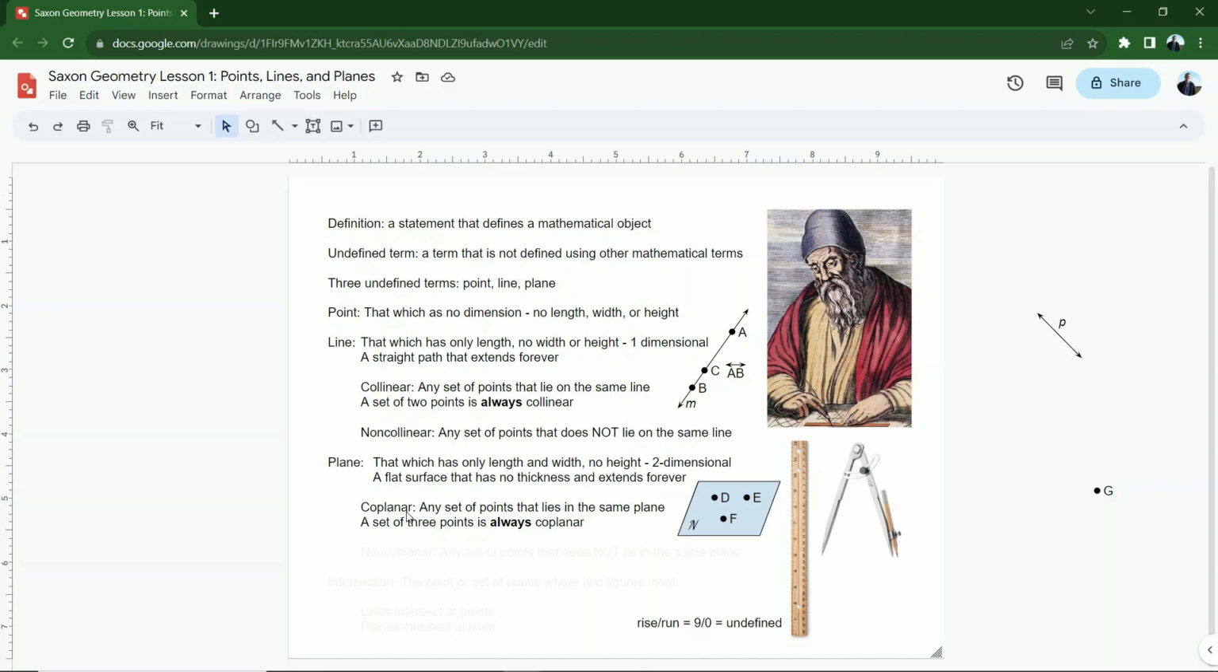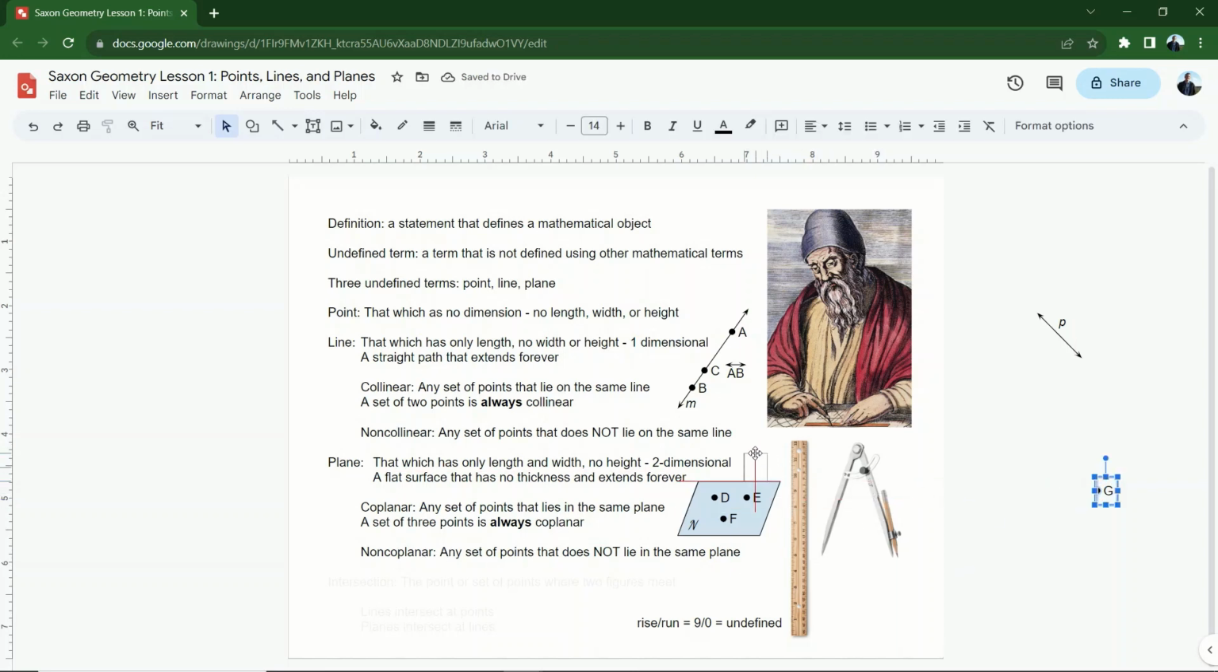You can make a plane diagonal or oriented in such a way that it will always be able to connect 3 points together. To have a set of non-coplanar points that don't lie in the same plane, you have to have at least 4 points. So here I put G way above the plane, and that means that G is non-coplanar with D, E, and F. So we could call this plane N, we could call this plane DEF, by identifying 3 points that are on the plane.